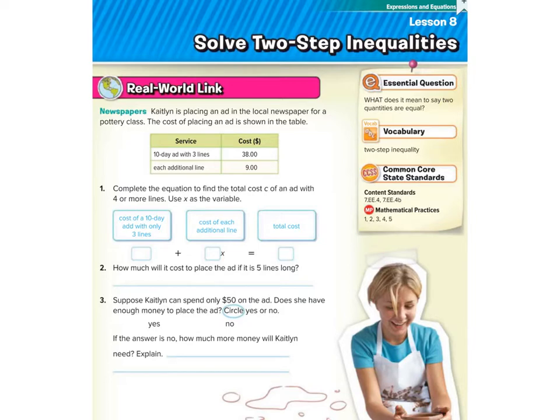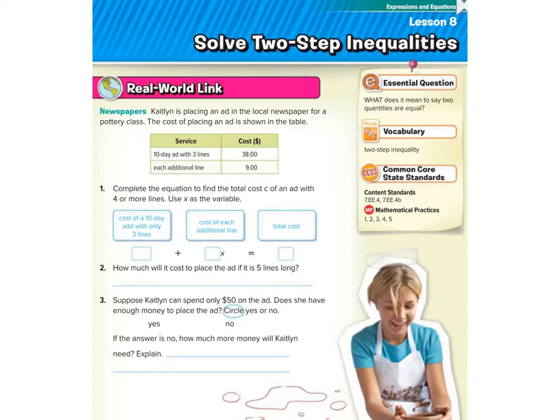Caitlin is placing an ad in a local newspaper for a pottery class. The cost of placing an ad is shown in the table. Service for a 10-day ad with 3 lines is $38, and each additional line is $9. Complete the equation to find the total cost, C, of an ad with 4 or more lines. Use X as the variable.